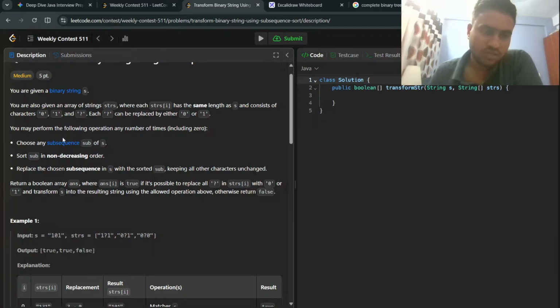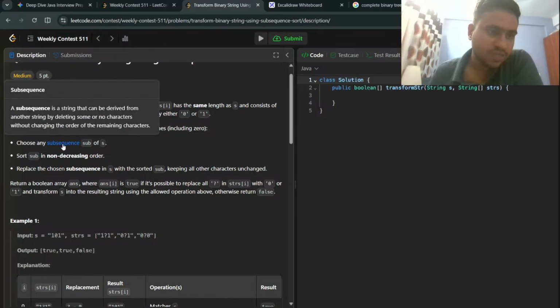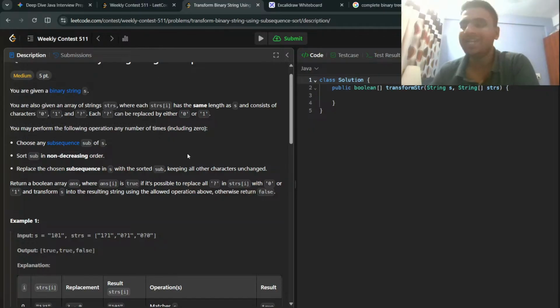Okay, let's see what a subsequence is. A subsequence is a string that can be derived from another string by deleting some characters without changing the order of the others. It means that we can pick up some of the elements, and they need not be contiguous. So that is called the subsequence. And sort sub in non-decreasing order.